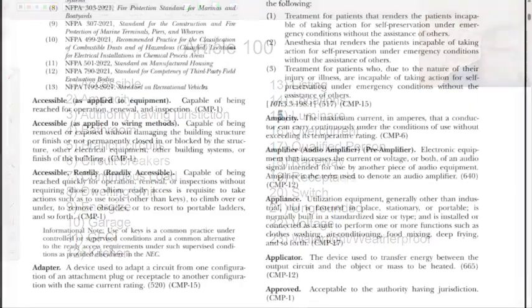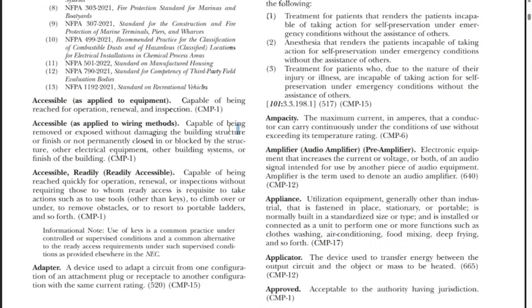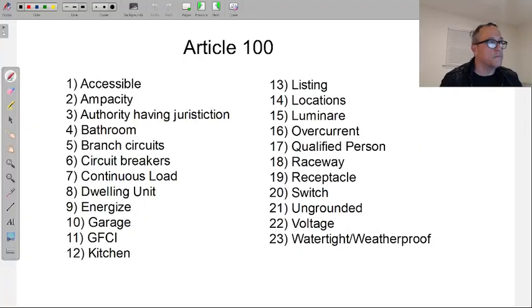Now, the second one is applied to wiring, all right, or wiring methods. Capable of being removed or exposed without damaging the building structure or finish, or not permanently closed or blocked by a structure or other electrical equipment, and so on. So let me pull up an image here. Again, I'll be trying to show you some images for a lot of these, given that some of you might not have seen these components yet. So, one second.